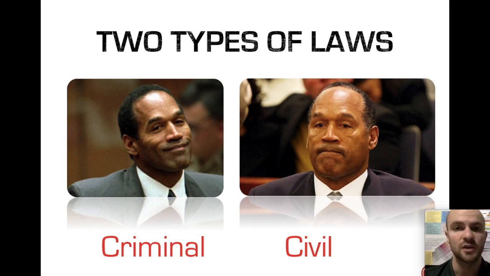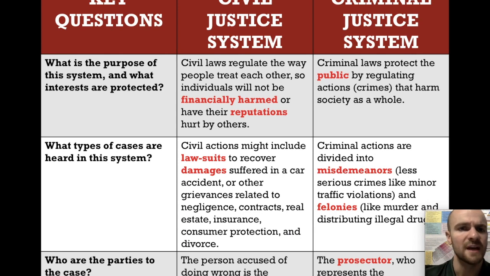Now, we're going to talk about why O.J. Simpson is a good illustration of the two different types of law. But we're going to get to that in just a moment. What I want to do first is just simply run through what the difference between criminal and civil law is, and then we're going to apply this to the two O.J. Simpson court cases.